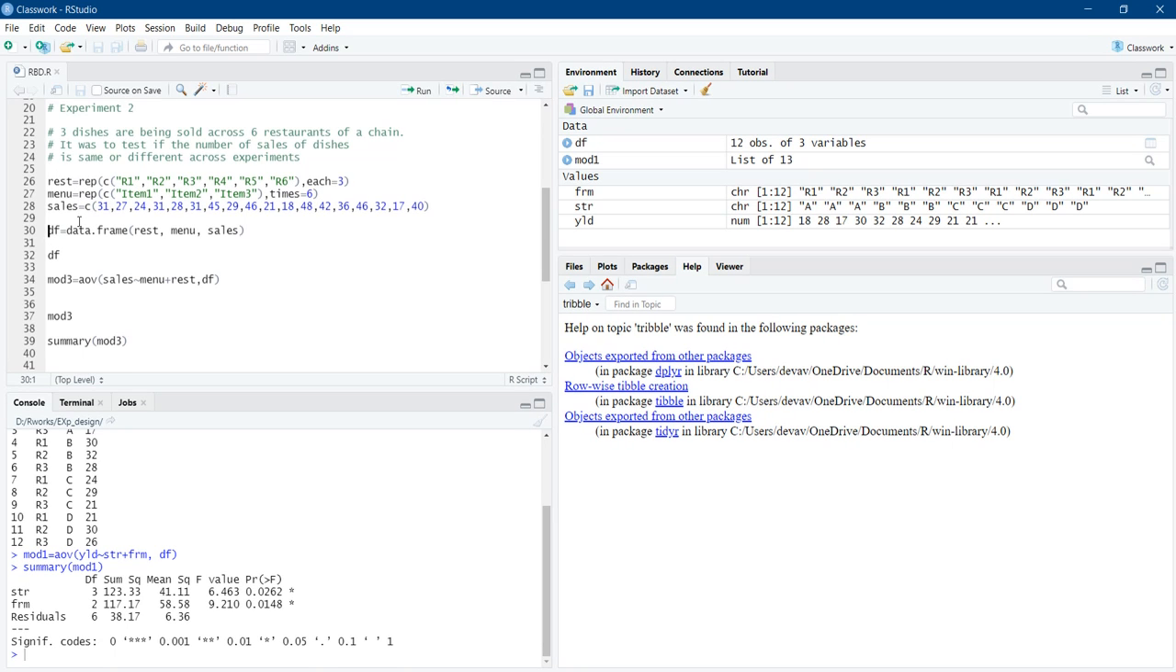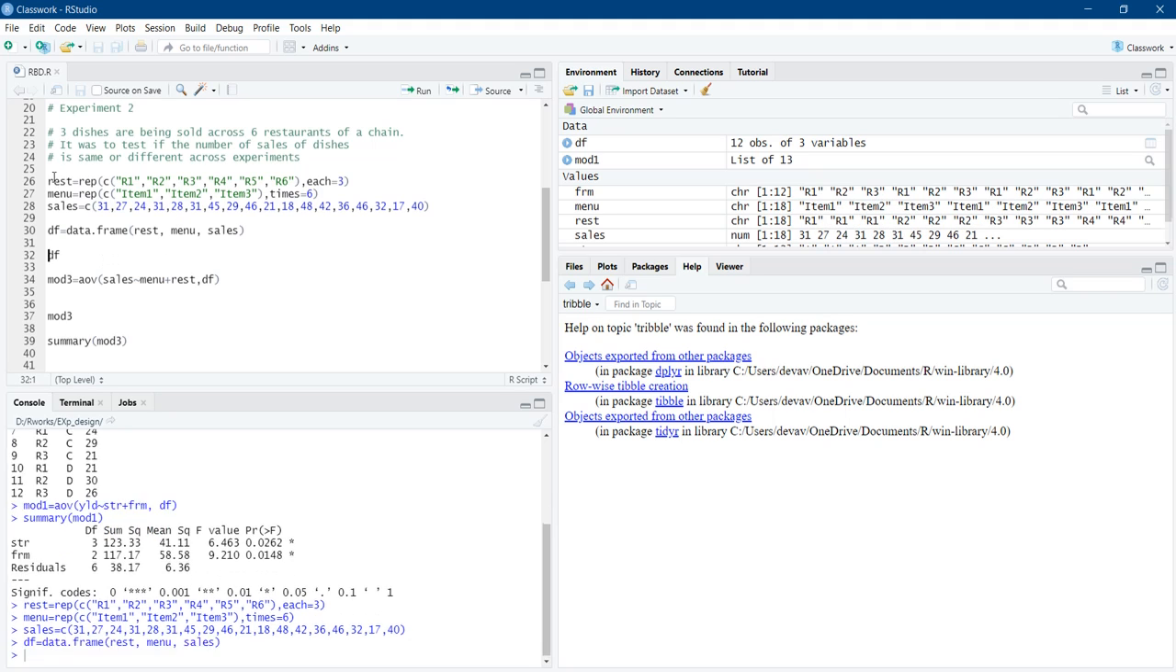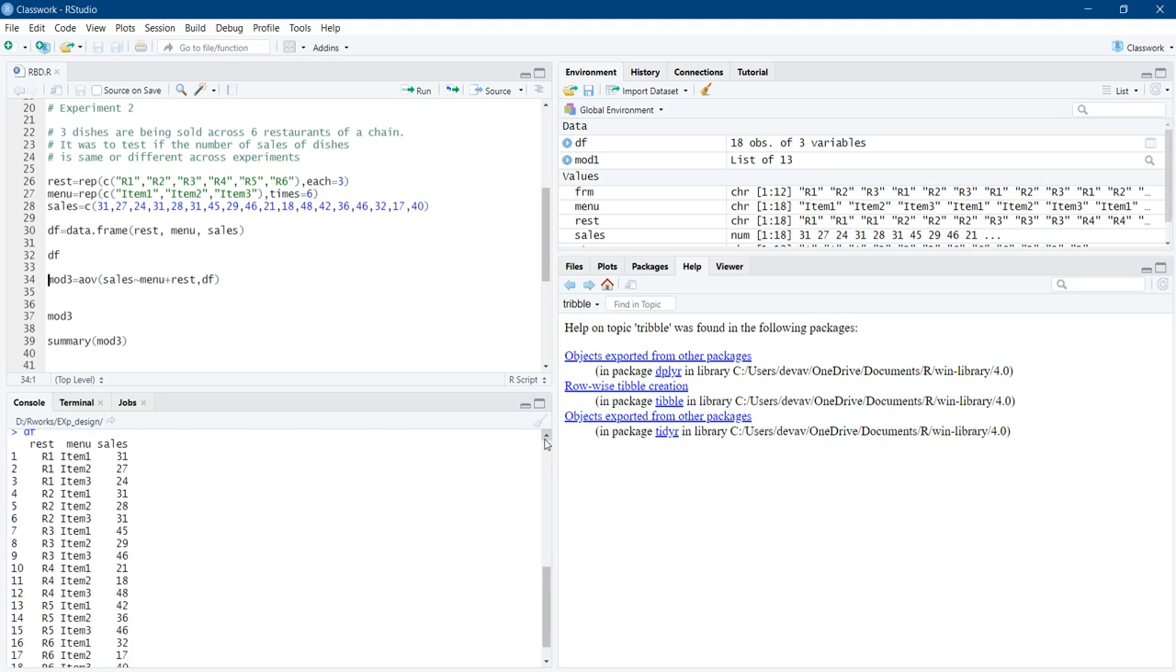These results are stored in the data frame using function data.frame. And this data frame contains the restaurant vector, the menu vector and the sales vector. We'll run this code, store in the data frame. In this data frame, we can clearly see that each restaurant has all the 3 items. And second restaurant also has all the 3 items. Third restaurant, fourth, fifth, sixth, all have these 3 dishes served.